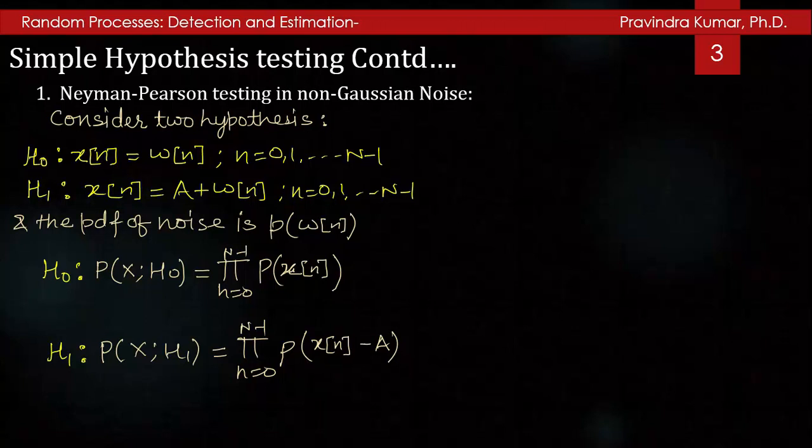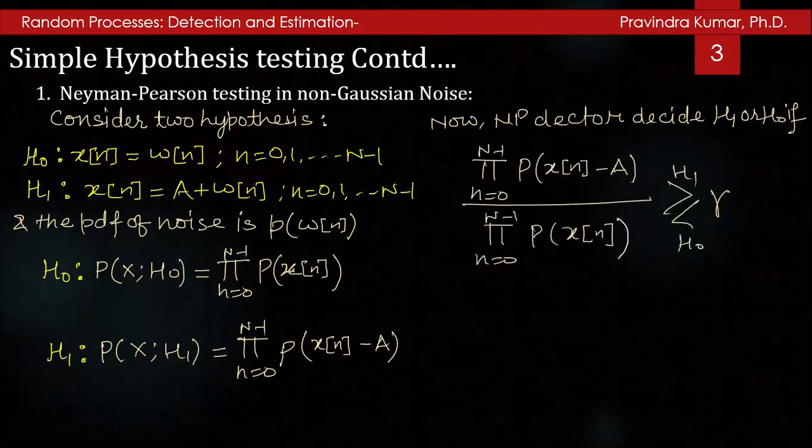So now the NP detector decides H1 or H0 by comparing the PDF under H1 divided by the PDF under H0 with a threshold value gamma. This means when this ratio is greater than the threshold value gamma, we decide H1, and when this ratio is less than gamma, we decide H0.